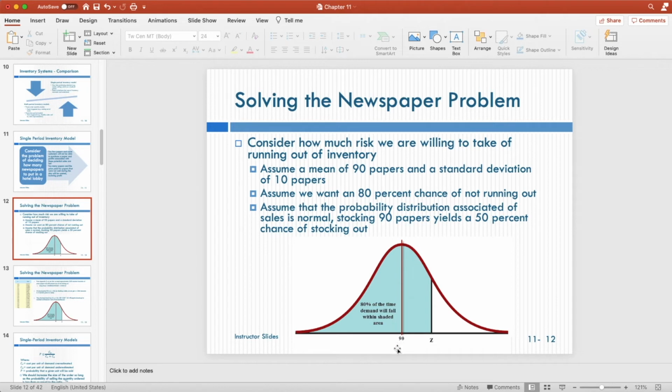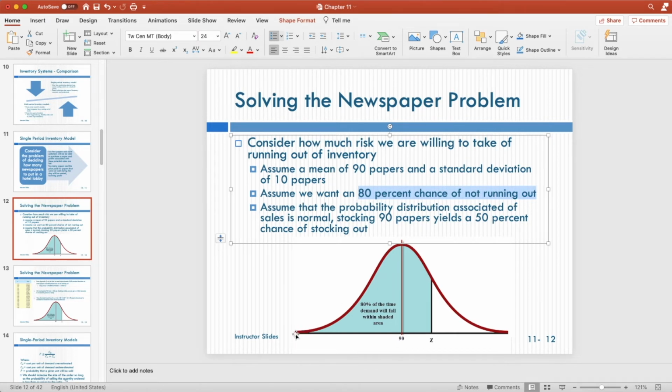Then, since 90 is the middle point, and we know that the left-hand side is symmetric to the right-hand side, what is the area to the left-hand side? It should correspond to 50%, right? It corresponds to 50%. But now, what we are asking is to maintain an 80% chance of not running out.